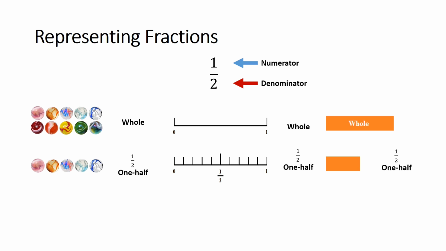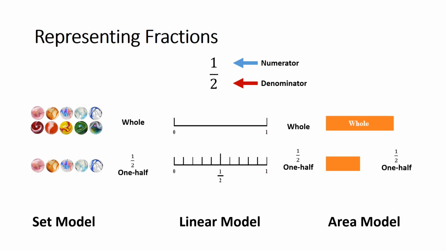These are 3 fraction models. In fact, they are the 3 fraction models that teachers are expected to impart to their students. The first model is called the set model. The second is called the linear model. Linear takes its name from straight line. And the third is called the area model.